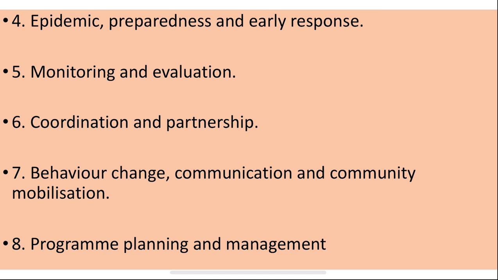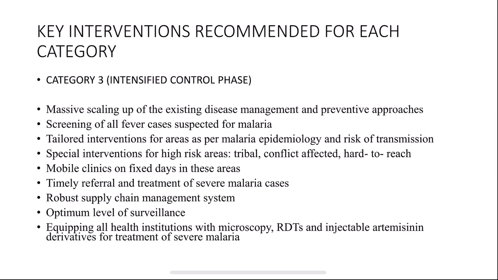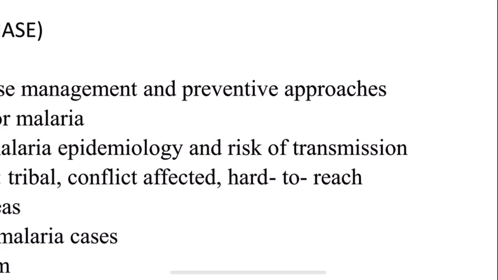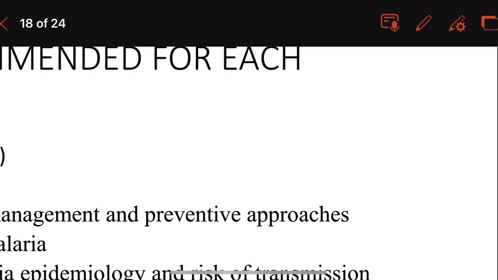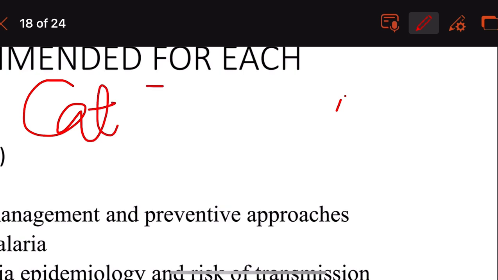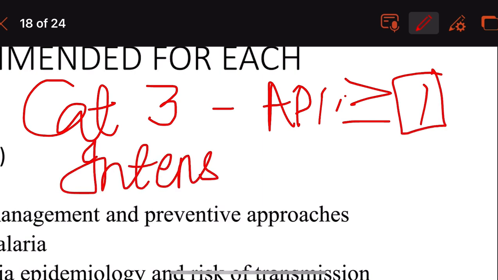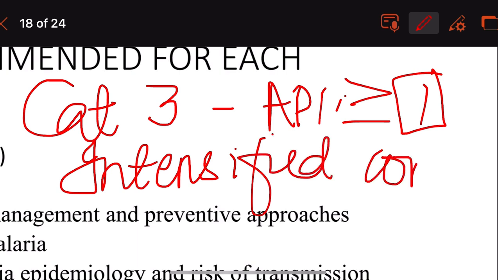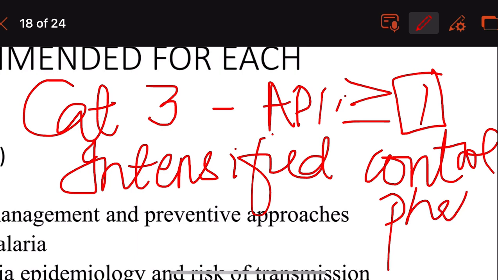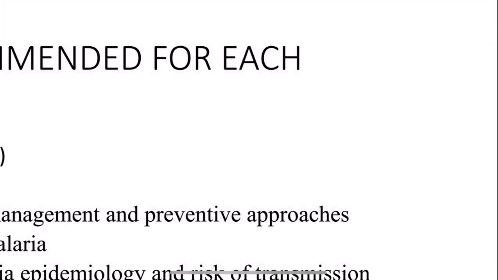So I hope everything is clear so far. Now we are moving on to the last part, that is key intervention. So we know each of the categories. First let us revise our categories and then move on to the key intervention. So what are the categories? So we have category 3, which is the intensified control phase, where the API will be more than or equal to 1. In this intensified control phase, where the API is more than 1, 10 states are falling under this category, let us see what intervention can be done.